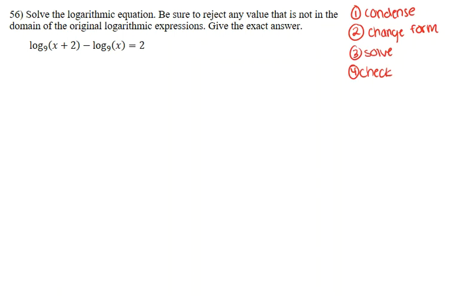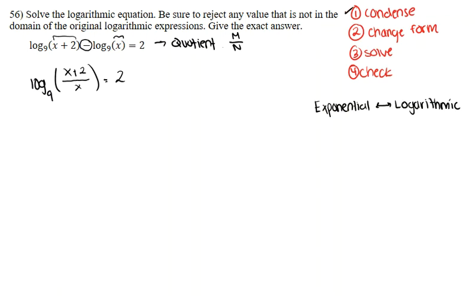So let's start by condensing. We already know that since this has a subtraction between the two logarithmic expressions, we're going to be using our quotient property, meaning we're going to have our two arguments divided by each other. So let's rewrite this. We're going to have log base 9 of our first argument, x plus 2, divided by our second argument, x. That's going to be equal to 2. Now that we have this written as one logarithmic expression, we can go ahead and change it into exponential form.